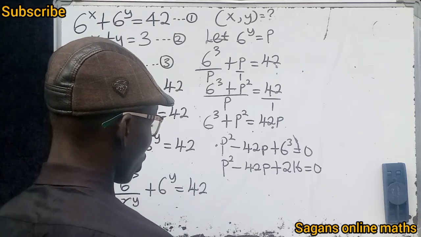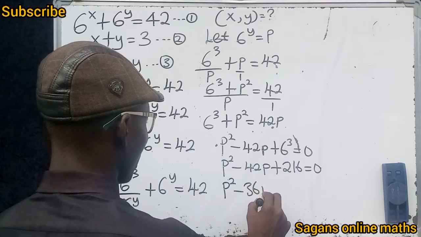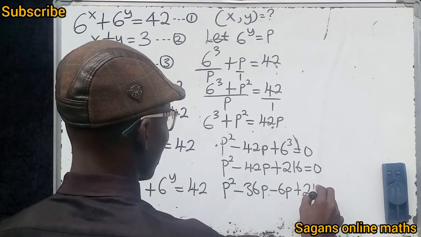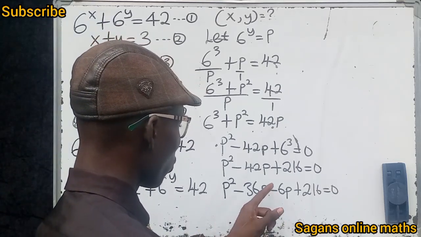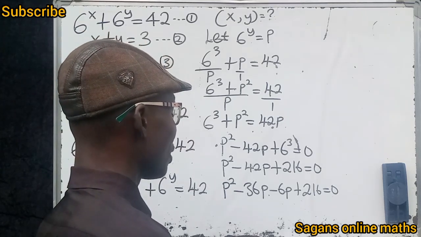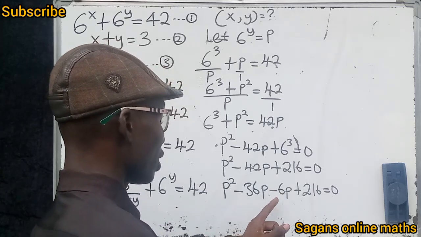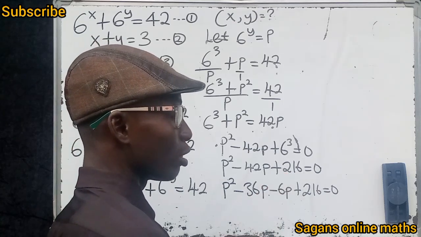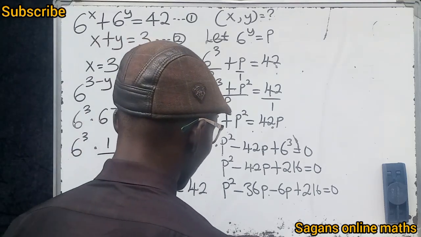Now we're not going to stress ourselves a lot. Okay, we'll now see that this is p squared minus 36p minus 6p plus 216 equals to 0. Now we can see that minus 36p minus 6p gives us minus 42p, right? Now since the coefficient of p is minus 42, we split it into minus 36 and minus 6. That means minus 6 multiplied by minus 36 will give us 216. Remember that minus times minus is positive, which is plus.